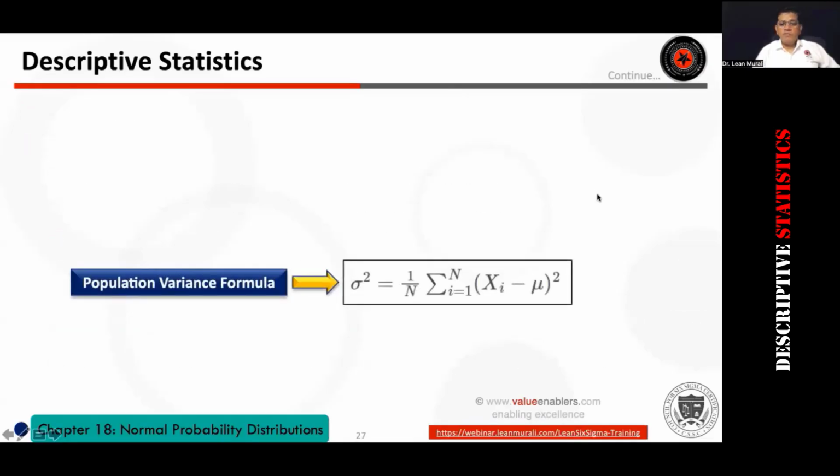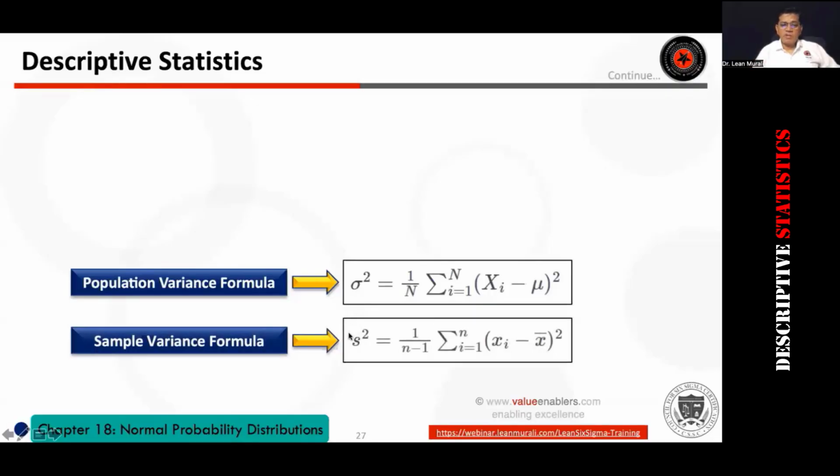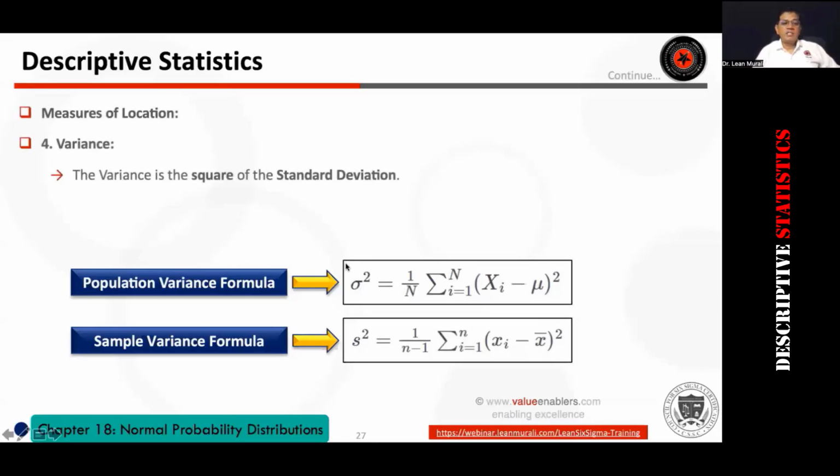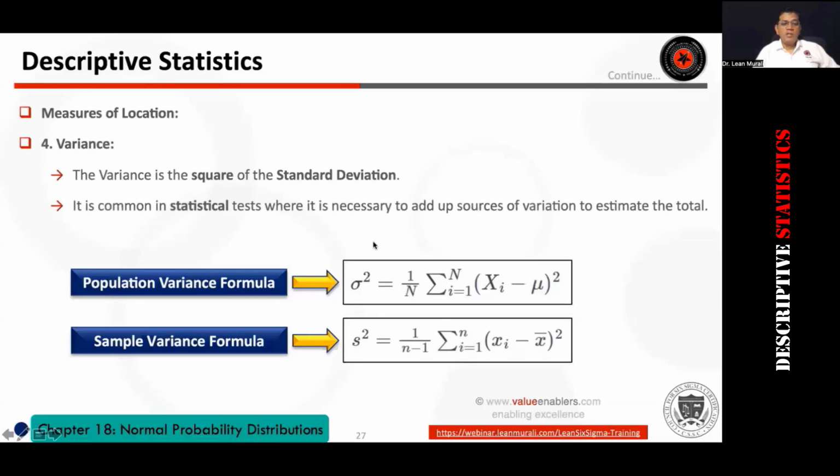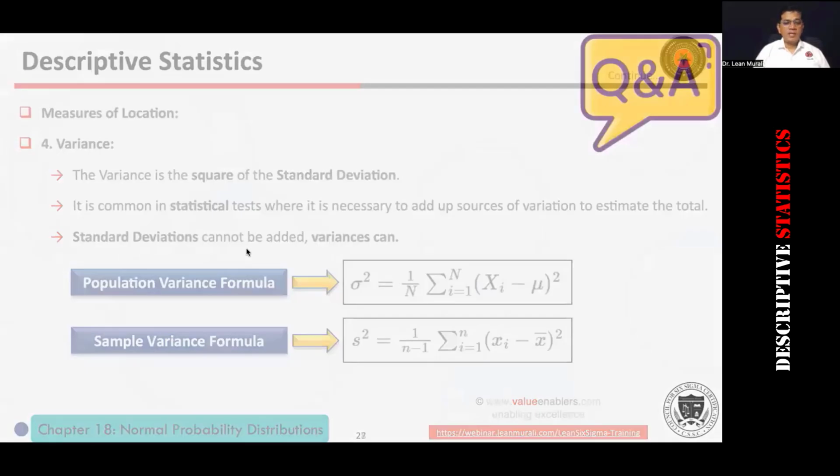The population variance formula is sigma squared, where the square root is removed, and the sample is the same. The sigma is replaced by S and mu is replaced by X bar. Variance is the square of standard deviation. It's a common statistical test where it is necessary to add up the sources of variation to estimate the total. So you cannot add up standard deviations; you calculate variances and add those up. Standard deviations cannot be added, variances can be added.